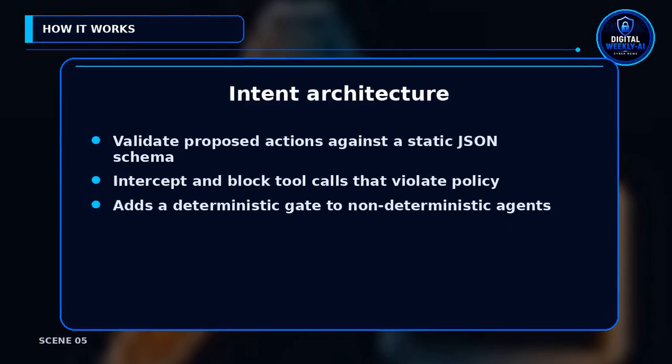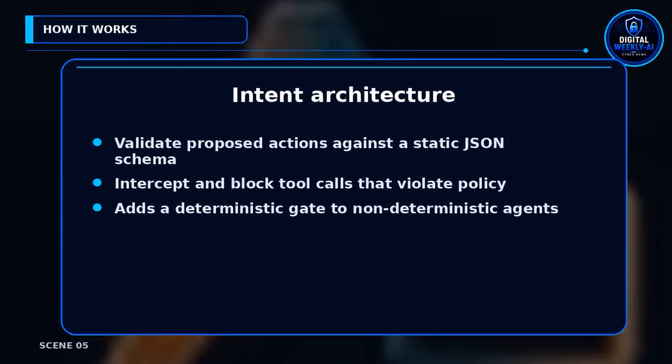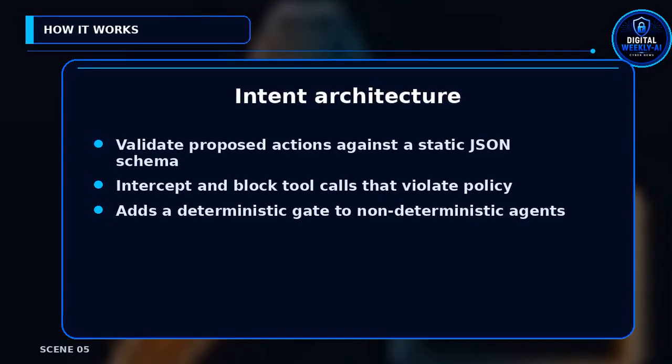Insert a static JSON policy schema between agent reasoning and tool execution. Proposed actions are validated against policy schema.json before execution. This enforces scope and impact boundaries deterministically.